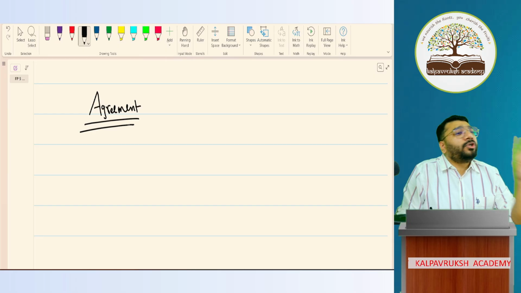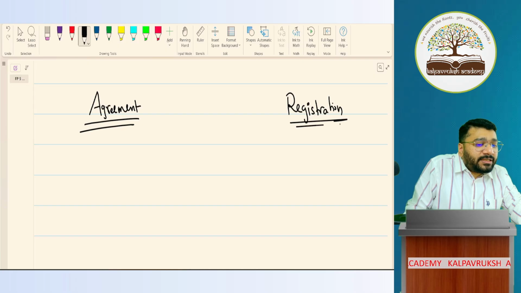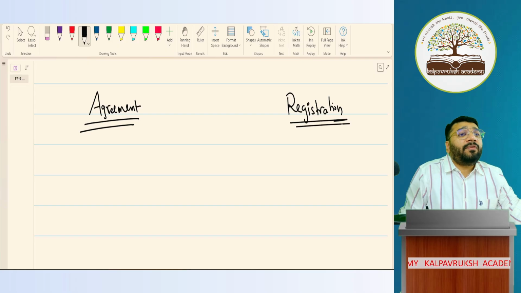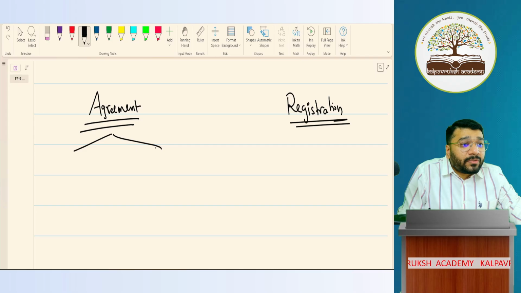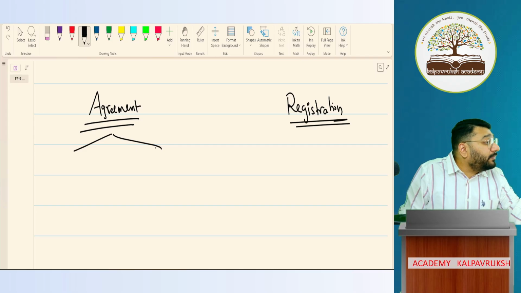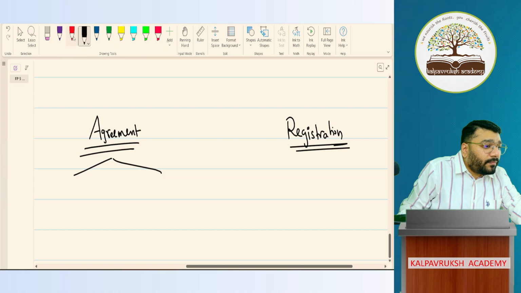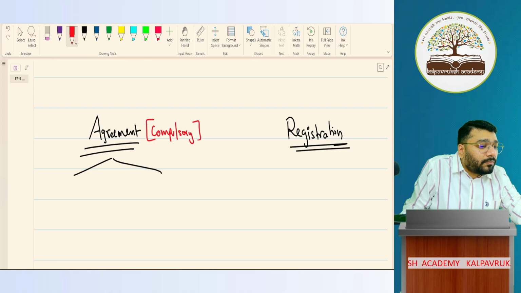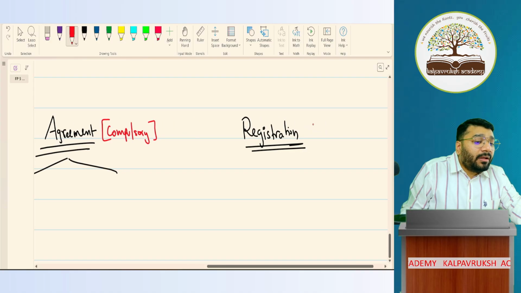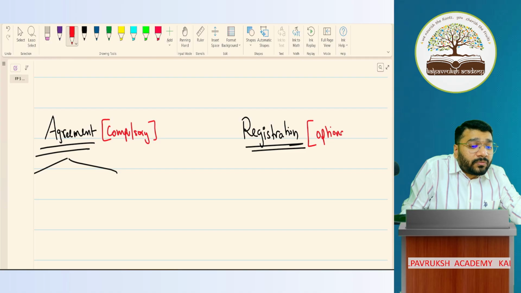You will often come across two terms, people. One is agreement. Second is registration. Listen to me very carefully. It is a very, very important point from the board exam perspective. It is compulsory to have an agreement in the partnership firm. Having an agreement is compulsory, but having registration done is not compulsory. It is optional. Now, I'll explain.